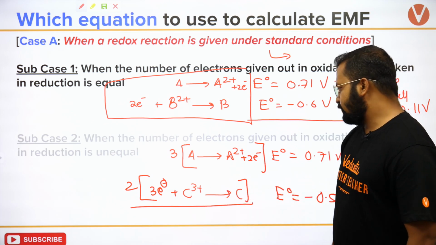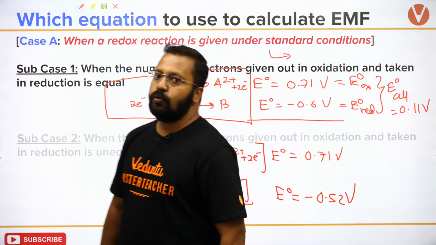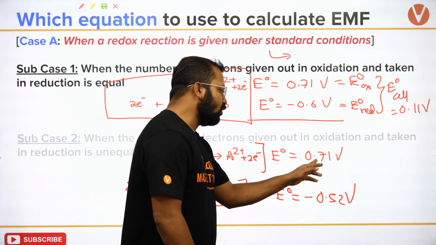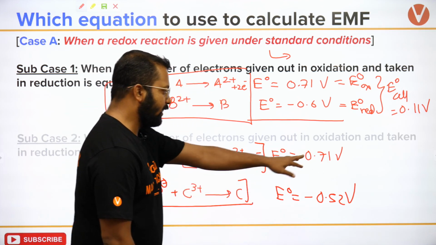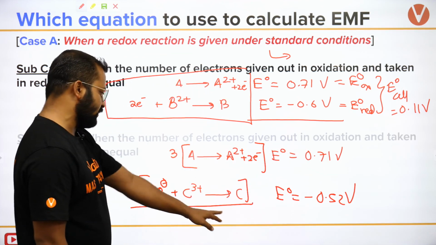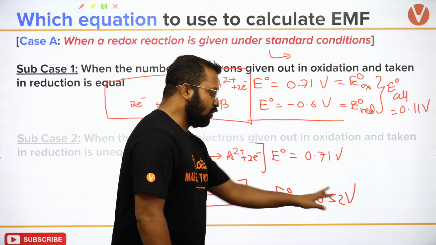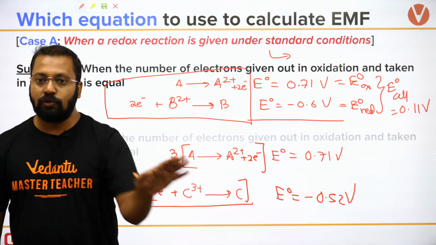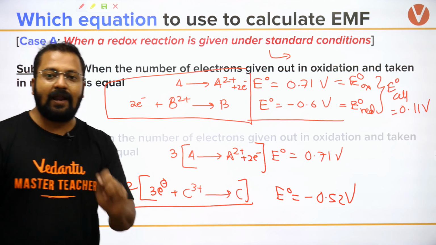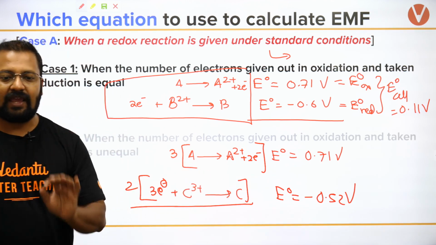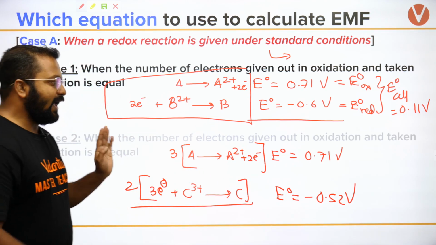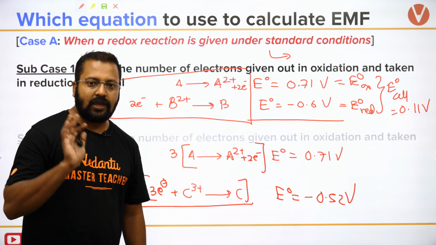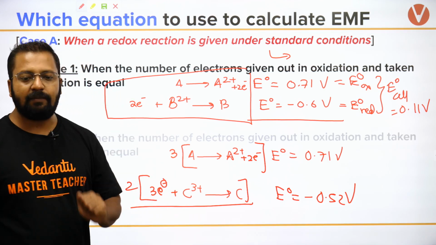If I do that, a lot of people multiply E naught also with 2 or 3. इस E naught को 3 से multiply कर देंगे and they will multiply this E naught with 2. You should not do that. Don't ever multiply E naught with any number. Please remember, don't ever multiply it.